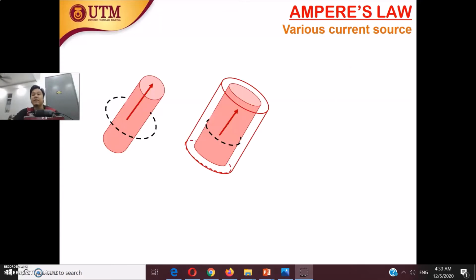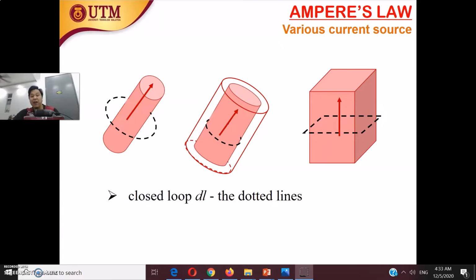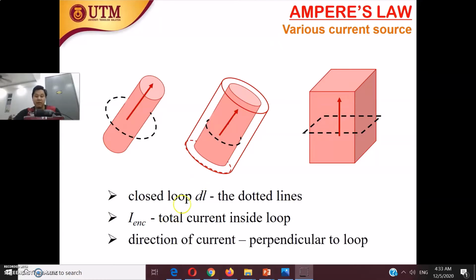We have different current sources, such as the filament, the surface current source, or the volume current source. The solution will be the same: we have to draw the Amperian loop around our current source. After drawing the Amperian loop, we will see what is the current enclosed by the loop. This is comparable with the Gauss law that we did for electrostatics.